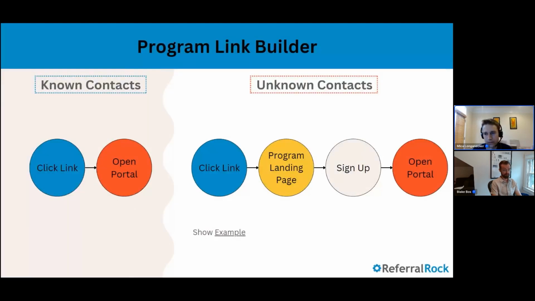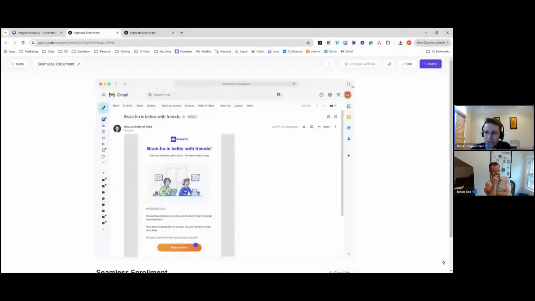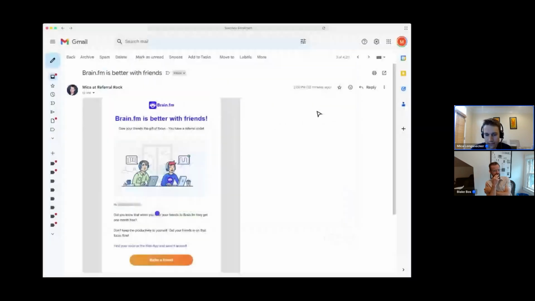In the other case, where it's an unknown contact, there are a couple of additional steps. You click a link, and it takes you to a program landing page where that person is prompted to sign up. They enter their information or sign up through Google, Facebook, or single sign-on, and then they open the portal to start sharing. Walking through an example of what this looks like, I have an interactive demo here to illustrate some of these experiences.